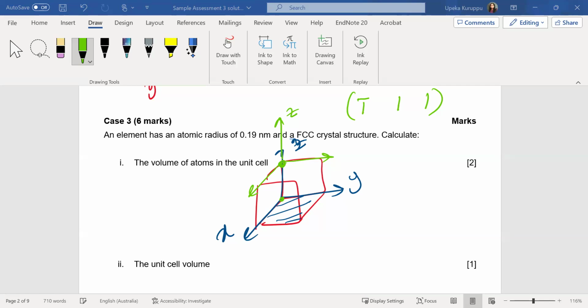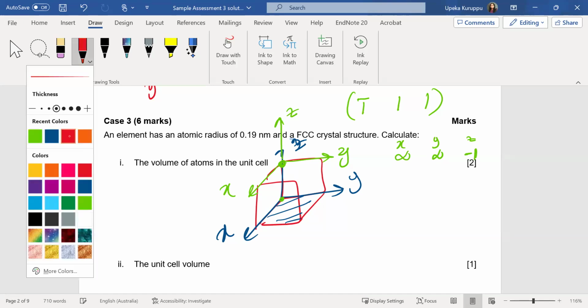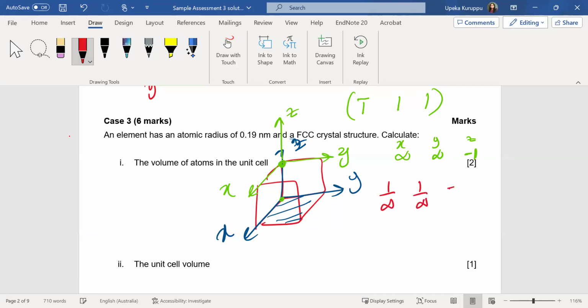This is your X, this is your Y. X will never cut, isn't it? The plane is parallel to X, it will never cut. And how about Y? Y is the same, never cuts. He said it is cutting at -1. Do you agree? So when you flip it, 1 over infinite, 1 over infinite, 1 over -1, so it will become 0, 0, -1. Am I right? So you can write it like this. Any question?